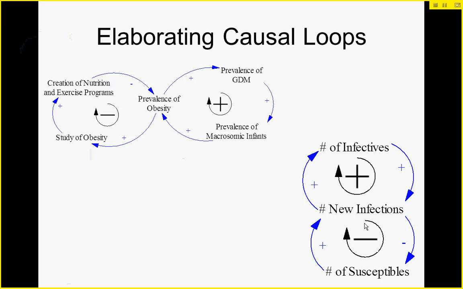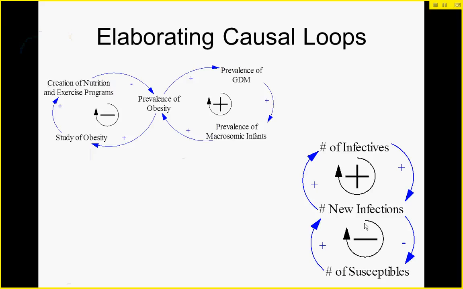So these are working in tandem, much as when I had this yardstick, there were two loops operating. One, a reinforcing loop, having to do with the acceleration downward. One, a negative loop, keeping it in balance. So here, we have a competing set of loops. The number of infectives tends to lead to more and more new infections. The number of susceptibles tends to limit those new infections.